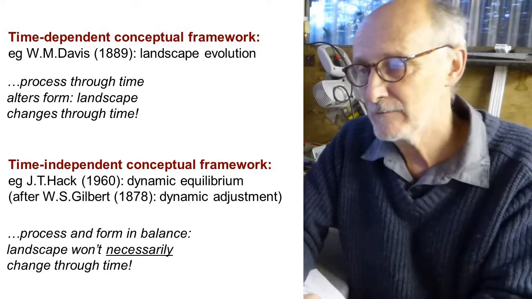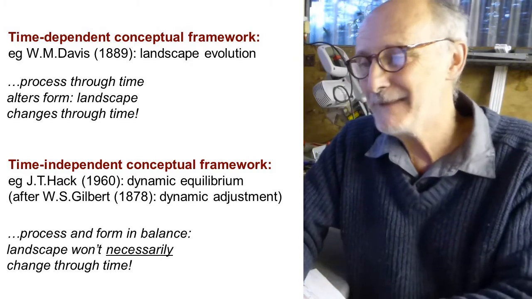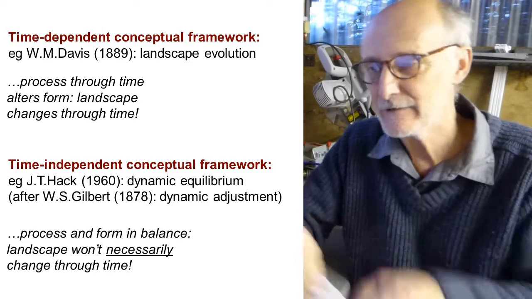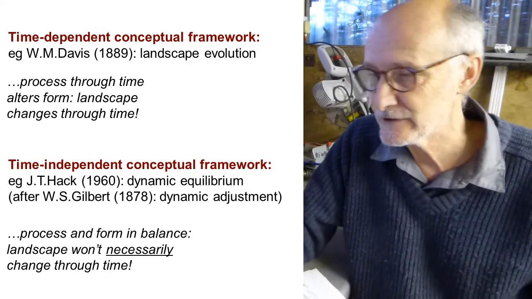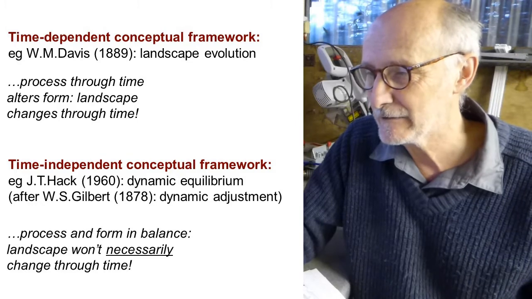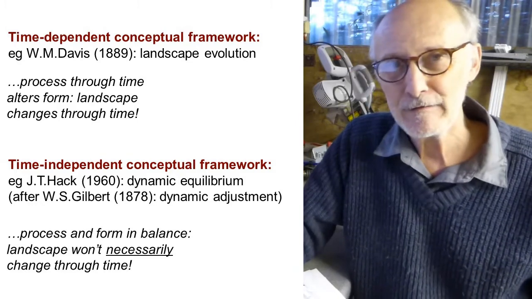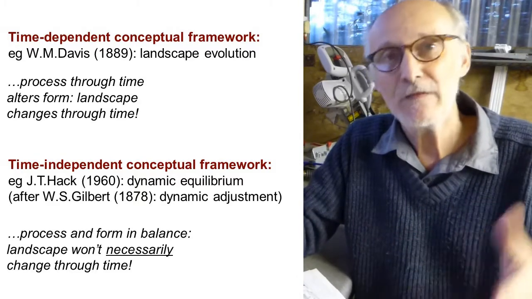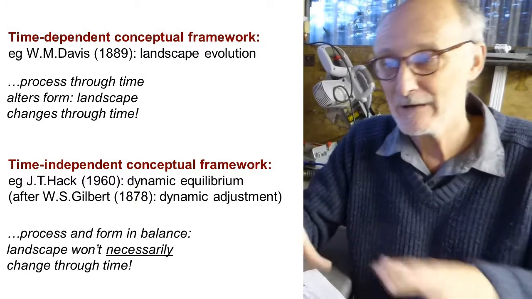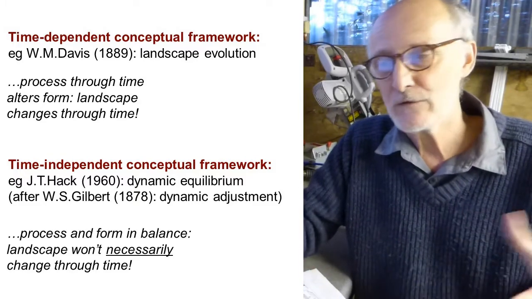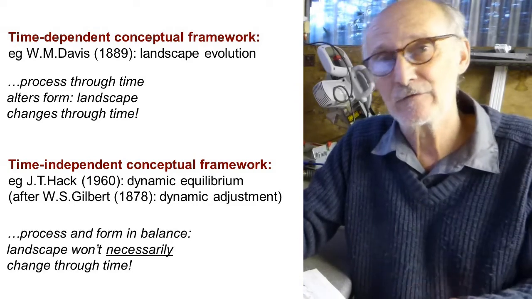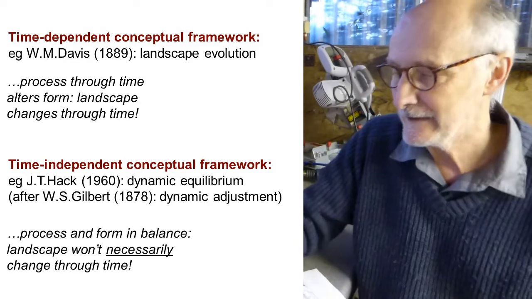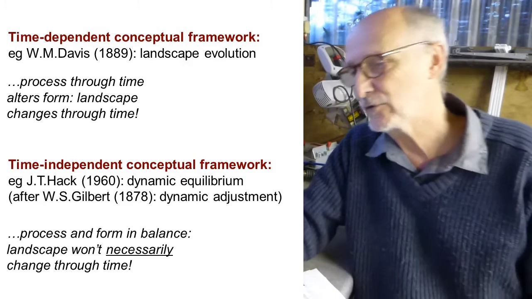But I want to compare Davis's model with a time-independent conceptual framework, Hack's model of dynamic equilibrium. I'll take it as an example, just to illustrate how you can see environmental change and landscape change in different contexts. Under Hack's model, process and form can be in balance in such a way that even though things are still happening, the landscape remains dynamic, stuff is going on, but the overall morphology won't necessarily change through time in the way that Davis argued. Davis argued it gradually lowered and flattened to a peneplain. Well, Hack says, not necessarily. So let's have a look at that in a little bit more detail.